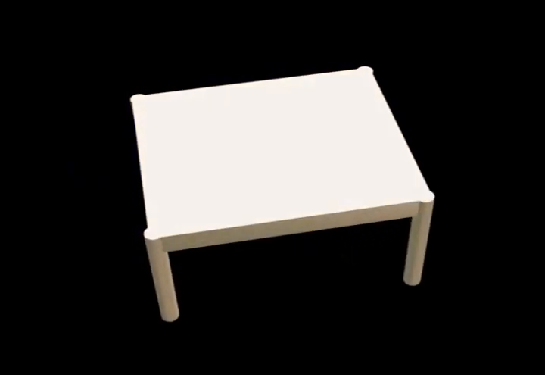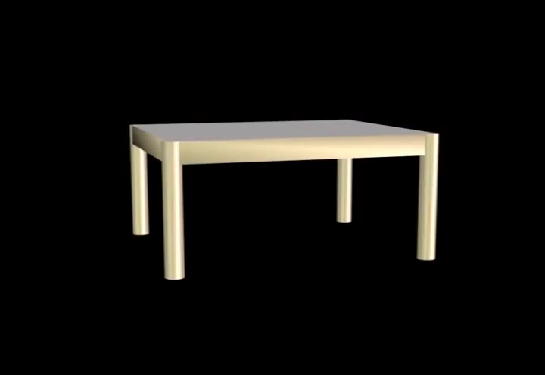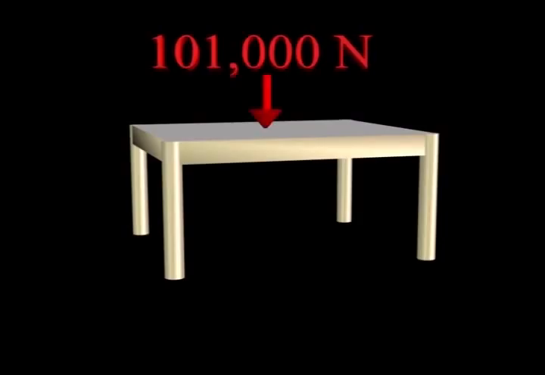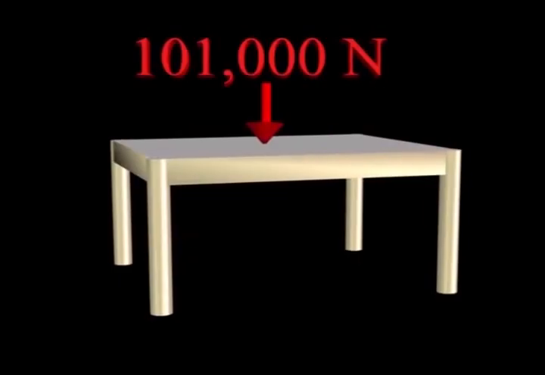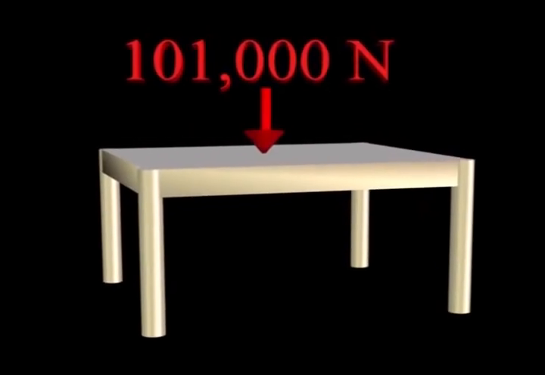If you have a small table of 1 meter squared, the force on that area created by air pressure is approximately 101,000 newtons, equivalent to the weight of 10 cars sitting on that table. If air pressure can generate such huge forces, why don't we notice it? How come the table doesn't collapse?